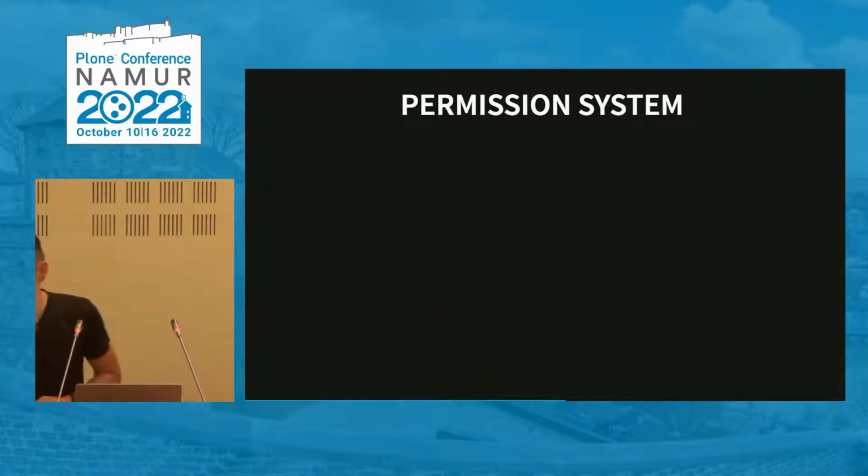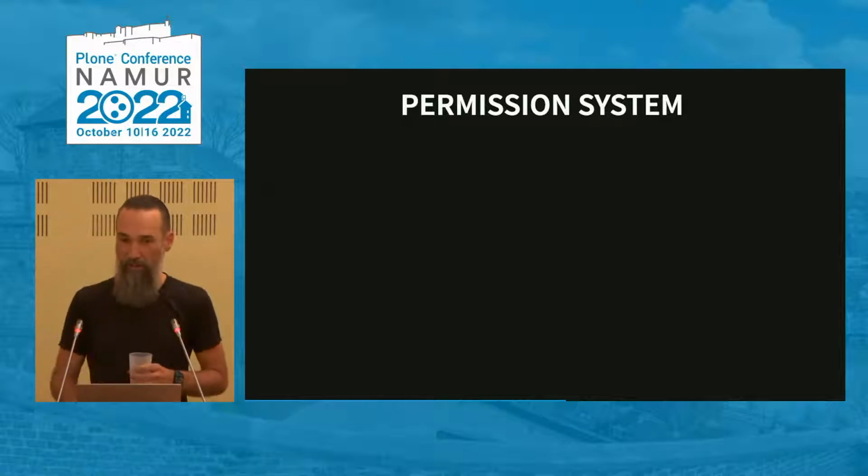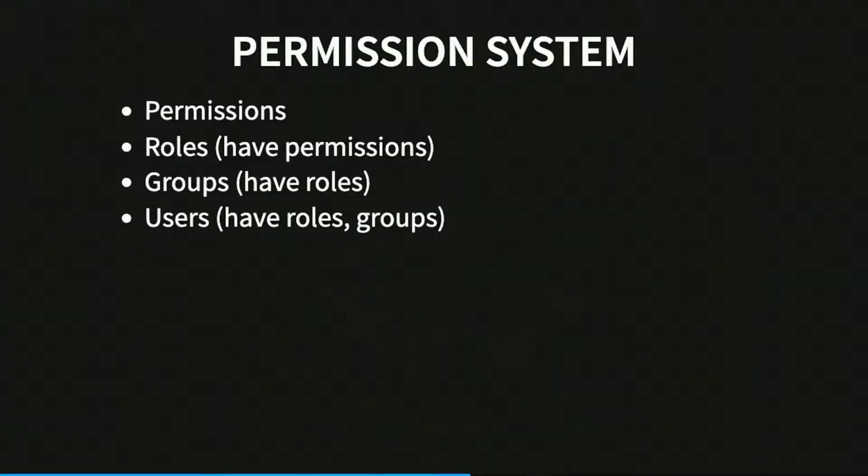Now the permission system. Does everybody know how the permission system in Plone works? If I go to, say, /news, what is calculated to know whether or not I'm allowed to access that? Lots of stuff, indeed. So we have permissions. We have roles, and roles have permissions. We have groups, and groups have roles. Then we have users. Users have roles, but users can also belong to a group, and a group has roles, and roles have permissions. So eventually it all ends up at permissions, but it's a lot of layers and interactions.